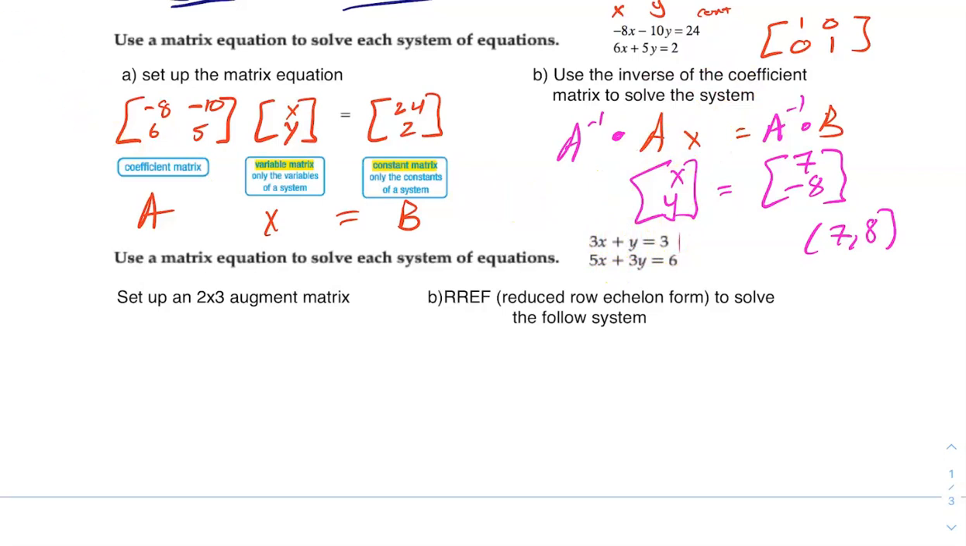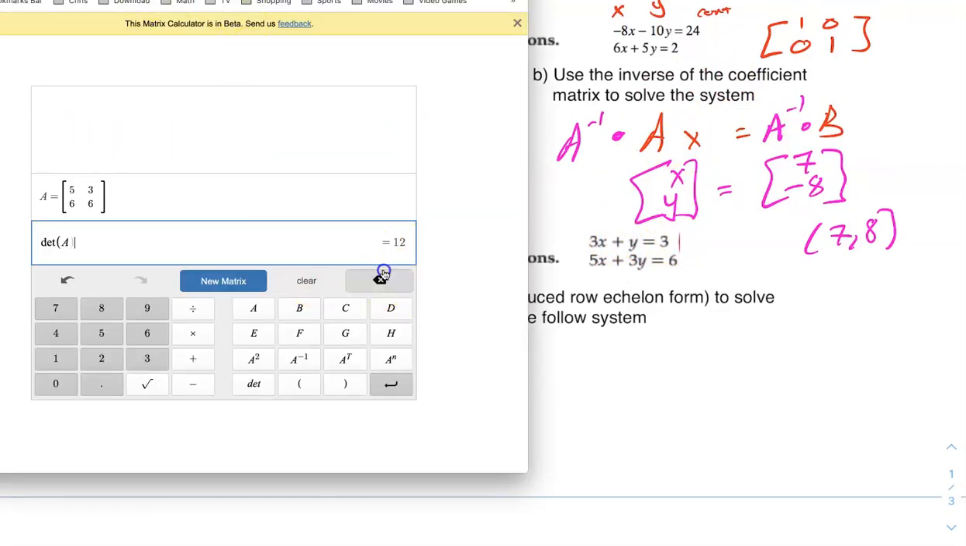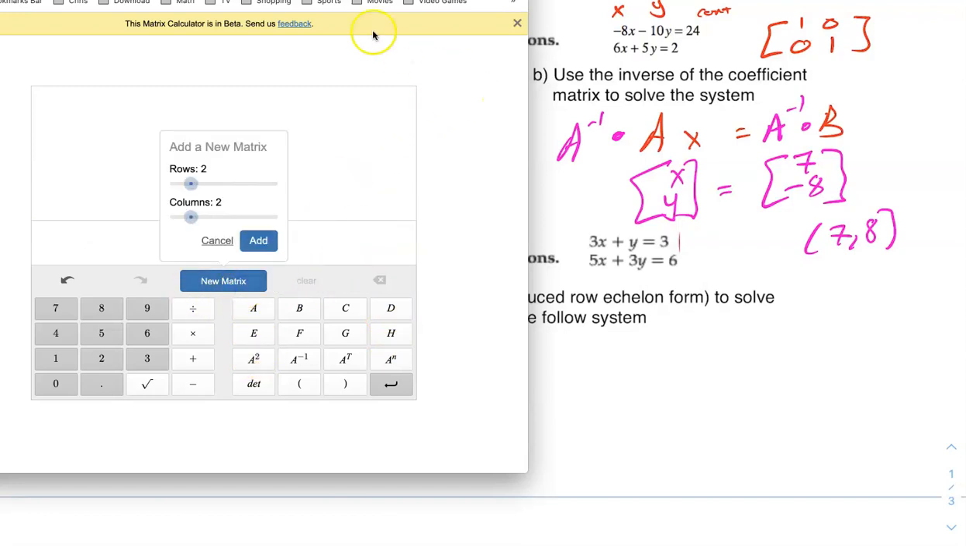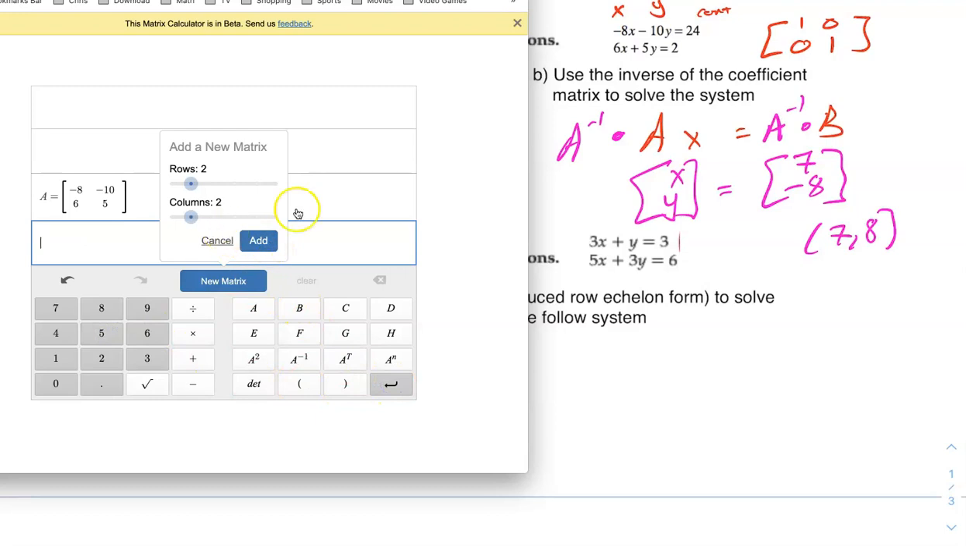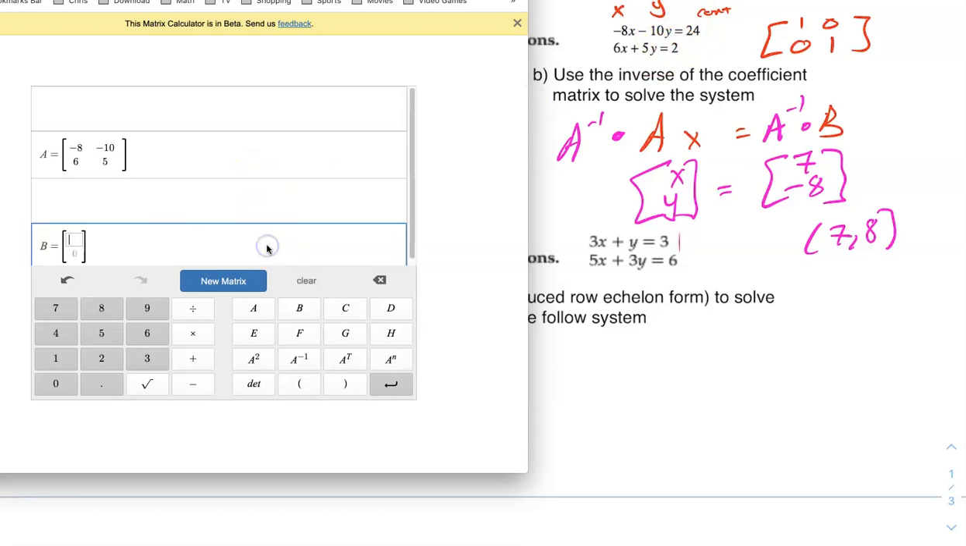the same thing on Desmos, in case you want. It's the same idea. Let's clear this. Let's do a new matrix, and our matrix A is going to be the coefficients -8, -10, 6, and 5. I'm going to type that in there. And we have a new matrix B. It's a 2 by 1, 2 rows, 1 column. There we go. And 24 and 2. So we type it all in there.